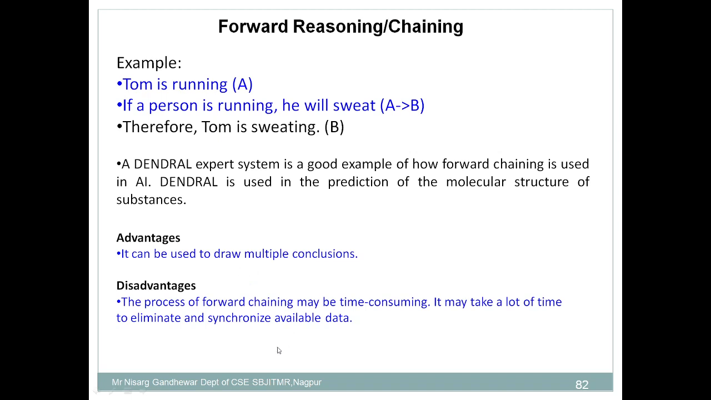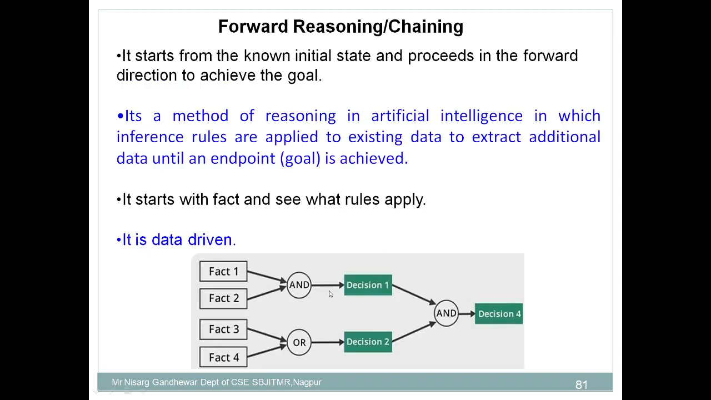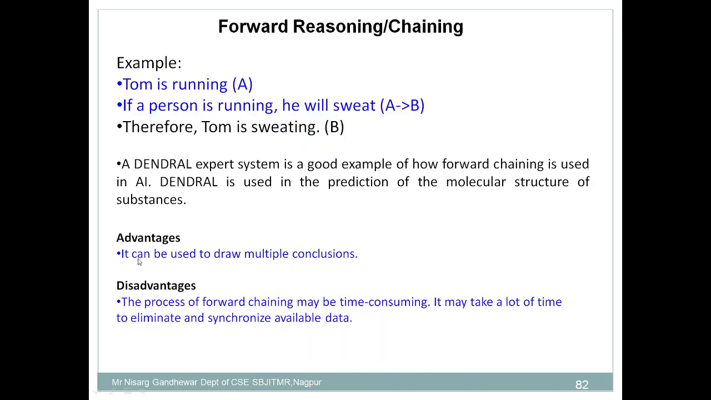So what are the benefits of forward reasoning? The benefit is that it can be used to draw multiple conclusions. Here you can see that we are applying intermediate rules, so we get intermediate results. That's why we say the benefit is that it can be used to draw multiple conclusions.